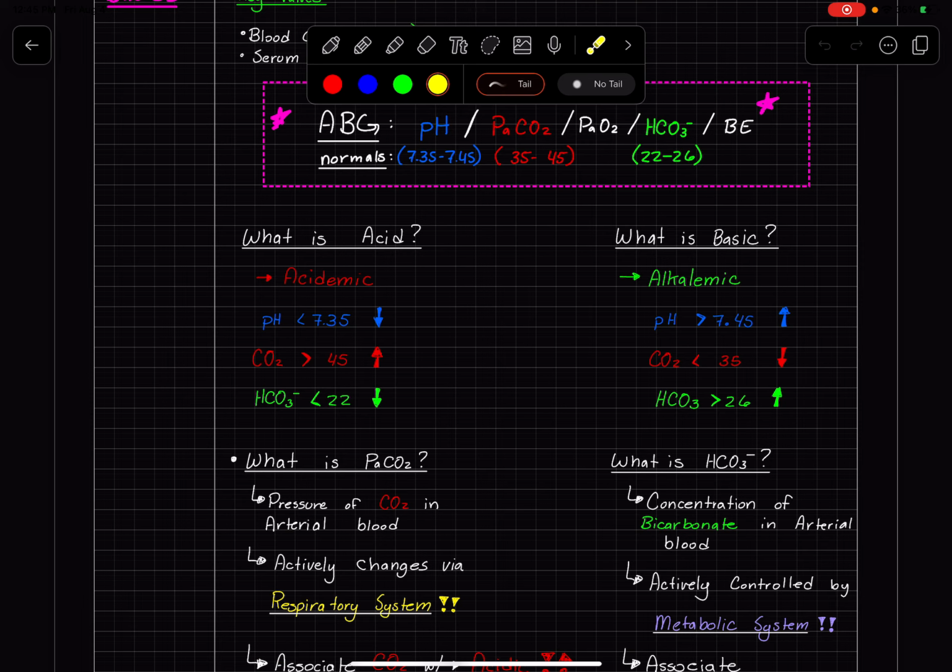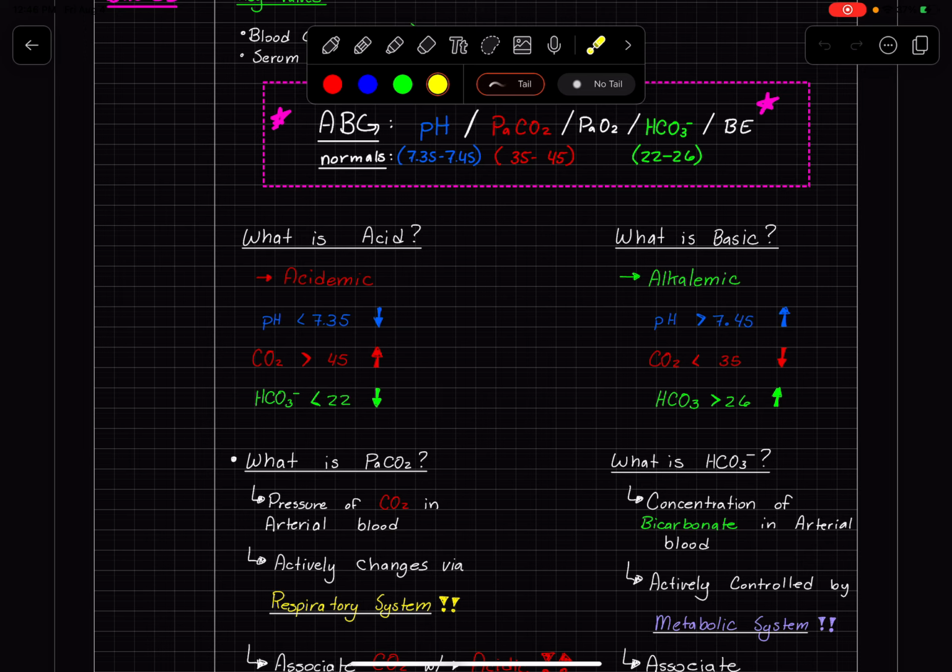Okay, so what are acids, right? Acids are going to be when our blood is acidemic, which just means acidic blood. Emic is blood and acid, of course. This happens when our pH is low, so lower than 7.35, when our carbon dioxide is high, so above 45, or when bicarbonate is less than 22. So bicarbonate is low.